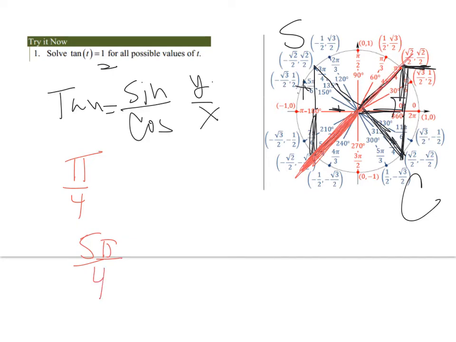Where's the next place where this is going to be a positive 1? Well, I have to come all the way back to pi over 4. So what am I adding each time to get to each of these values?